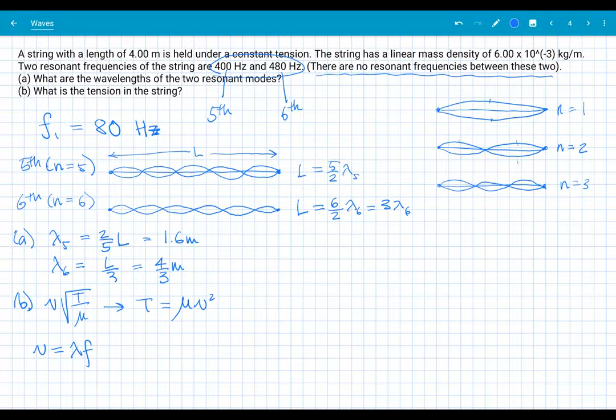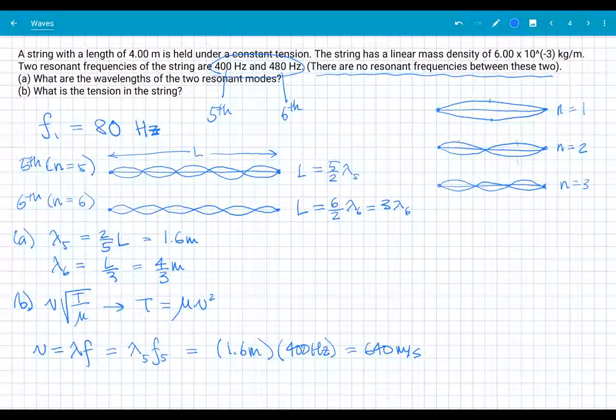So you have to use the wavelength and frequency from any particular mode. So for instance, I could use the fifth mode, say. I could use the fundamental too. I could use the sixth, but let me just use the fifth here. But I have to be consistent, right? So if I do that, that will look like the fifth mode wavelength, which is 1.6 meters, multiplied by the fifth mode frequency, which is 400 hertz. So that gives me 640 meters per second.